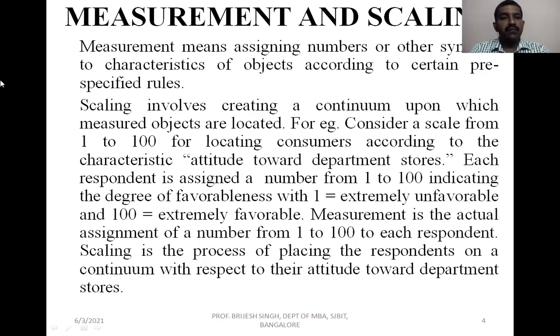Okay, so when we say measurement, it is basically assigning numbers to some kind of symbols or characteristics. Like if you take a scale of 1 to 5, we can say that 1 is highly dissatisfied and 5 is highly satisfied. So that is only an indication through numbers, right? Assigning numerical data to qualitative variables is part of the scaling techniques which we generally use.